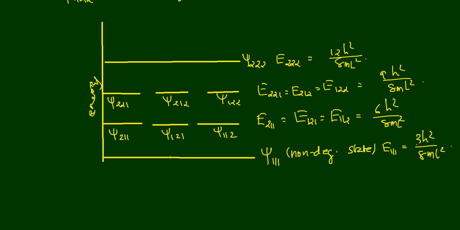Okay, so these are the values. So this is 3 h square divided by 8 m L square. What is the spacing between these two? That is 3 h square divided by 8 m L square. And from the second one to the third one, that is also 3 h square divided by 8 m L square. From here to here also, 9 to 12, 3 h square divided by 8 m L square. So it means that these are all equally spaced.